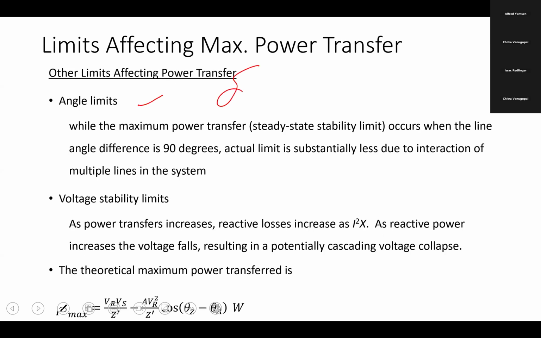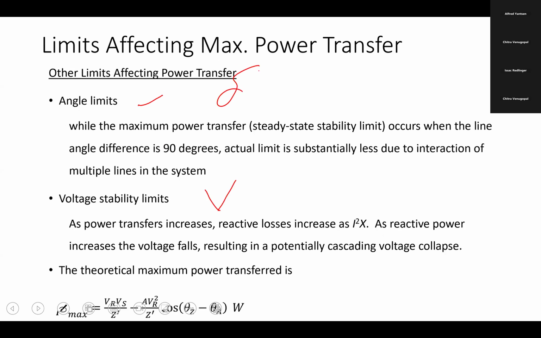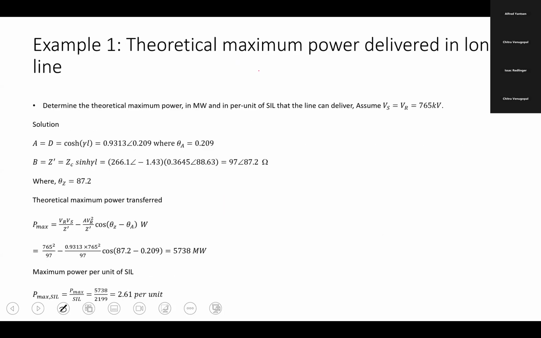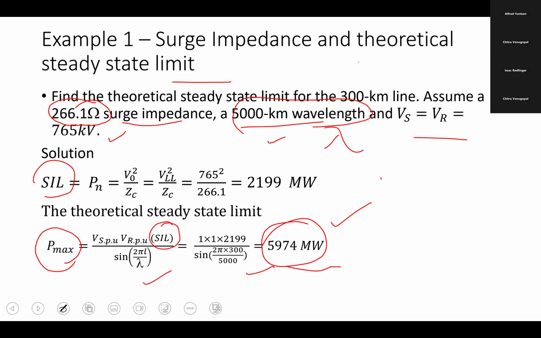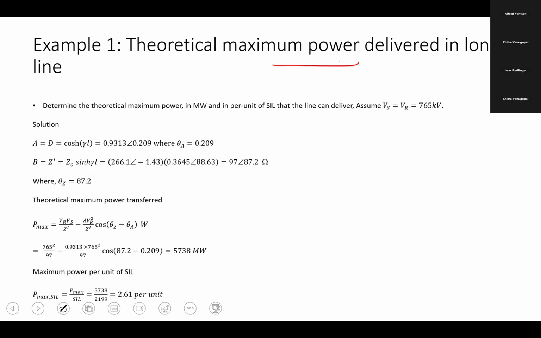We are talking about the angle and then voltage. Here we are talking mostly about the current. Right. So the theoretical maximum power delivered. We talked about the steady state limit in this question. When you say steady state limit, we are talking about the megawatts of power. Here we are talking about the maximum power delivered, assuming the same case.